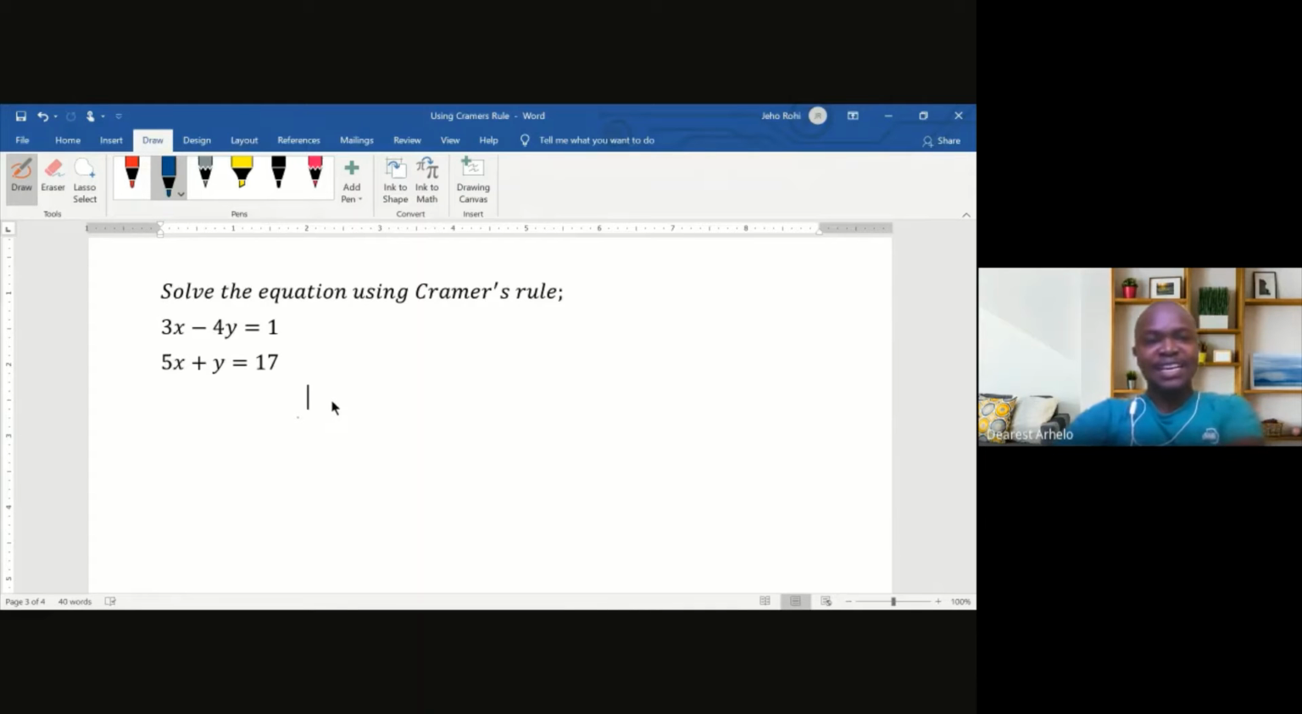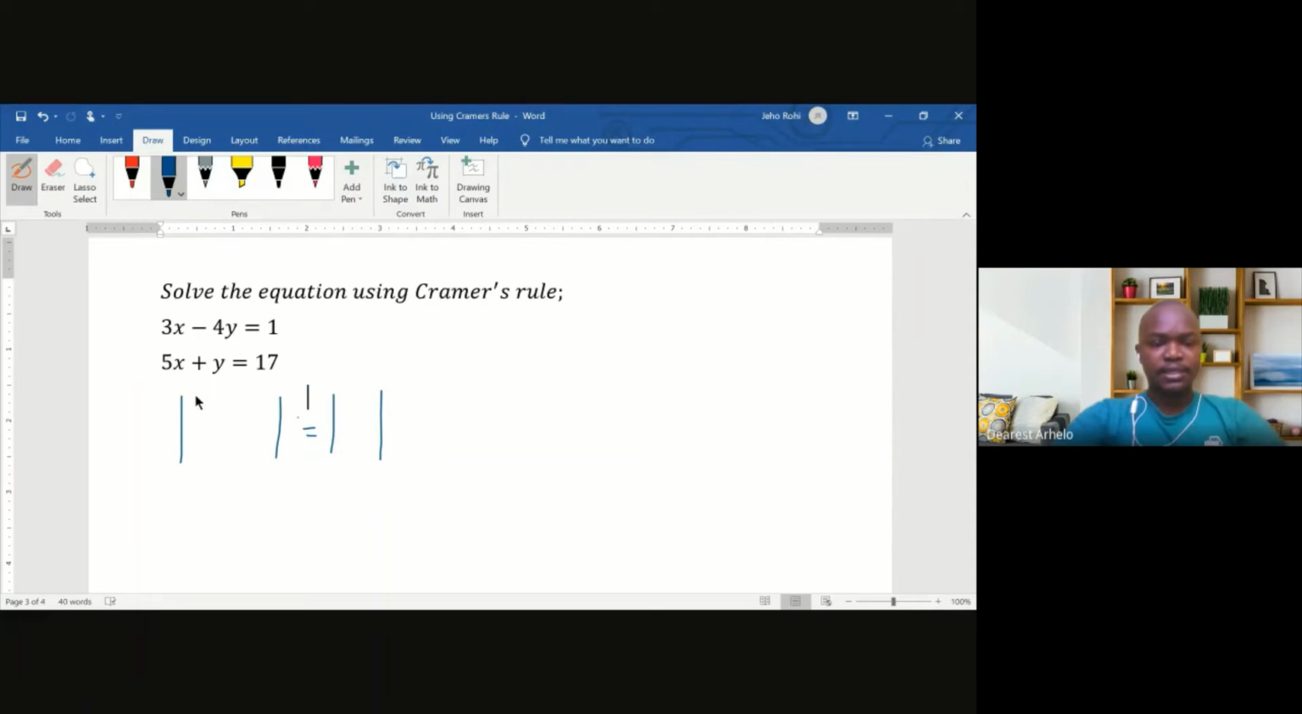Now, here is a question. We're asked to solve for x and y using Cramer's rule. Step 1, we transform this equation into a matrix. So I draw my symbols equal to.